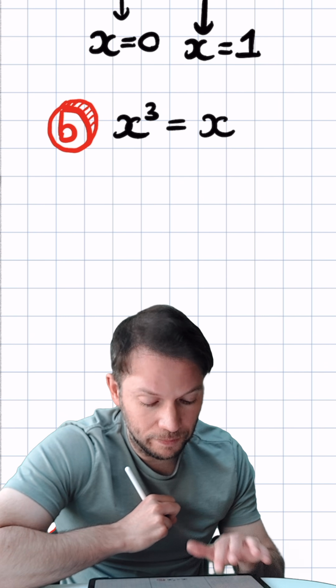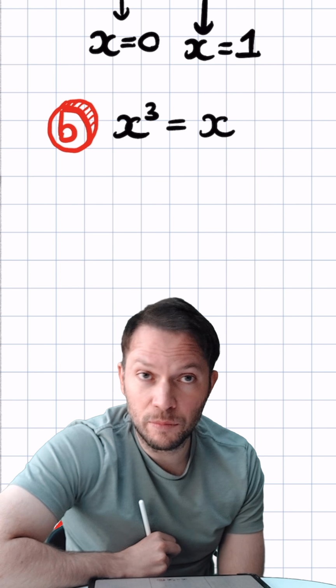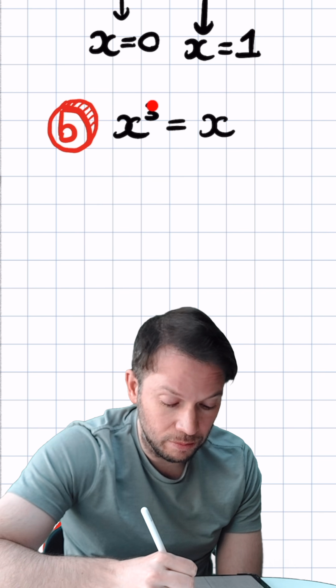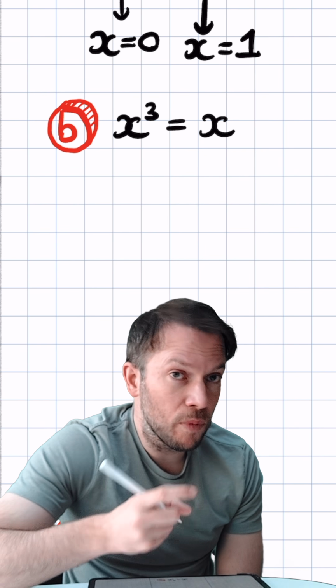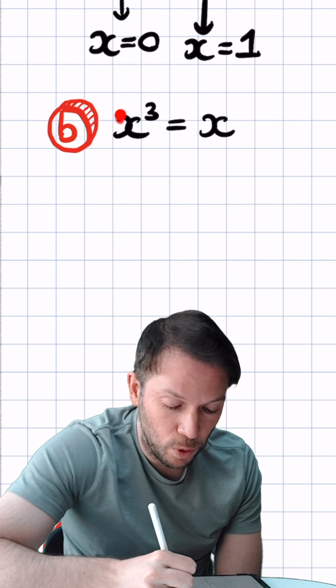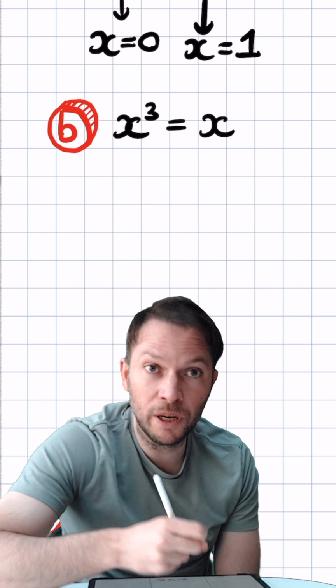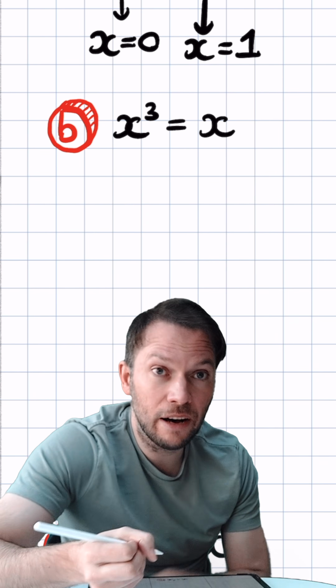What about the second one, x cubed equals x? Now, you might spot that, well, 1 cubed gives you 1. 0 cubed is also 0. But you might have missed the fact that when you do minus 1 cubed, minus 1 times minus 1 times minus 1, that gives you minus 1. So that's actually a third solution. Now, how do we solve this?